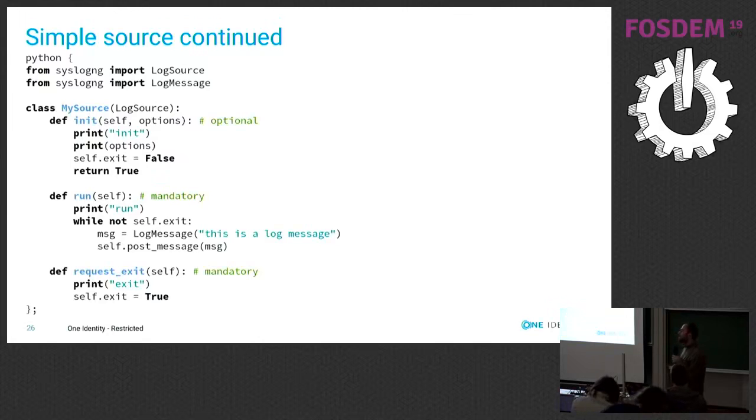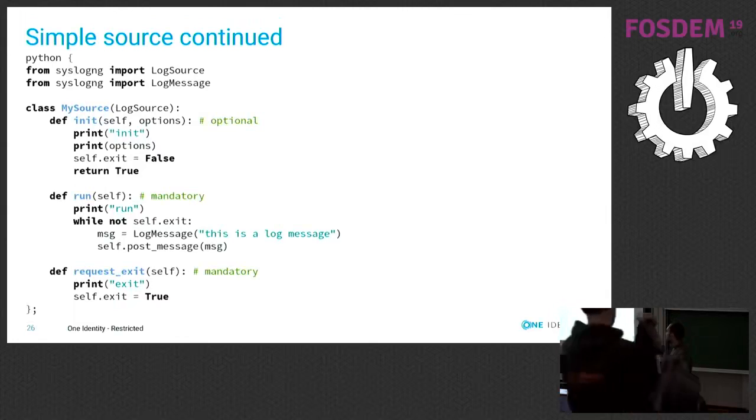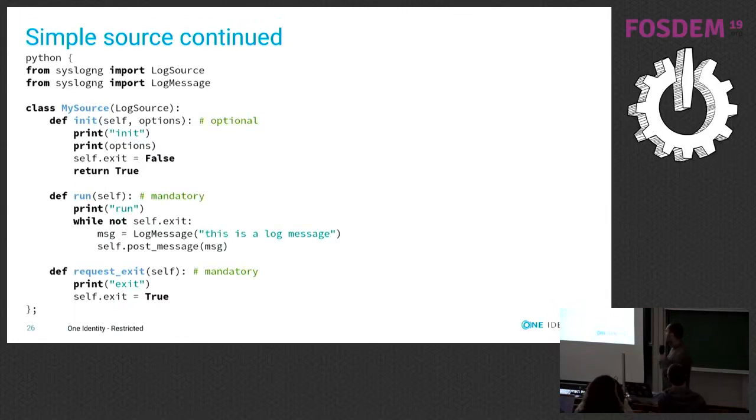I tested just for numbers. Syslog-ng on my laptop can handle about 900,000 messages, and with this Python source, it handled about 300,000 messages. So it's still quite a nice number.